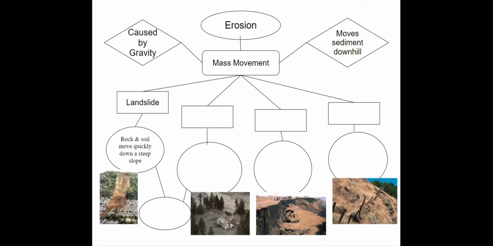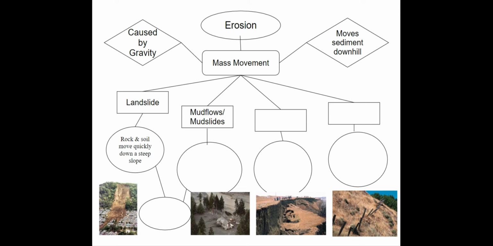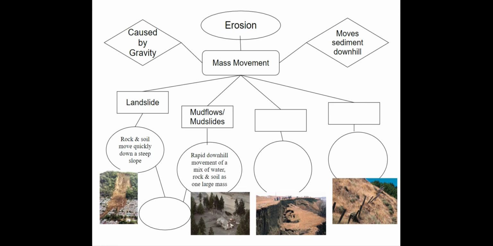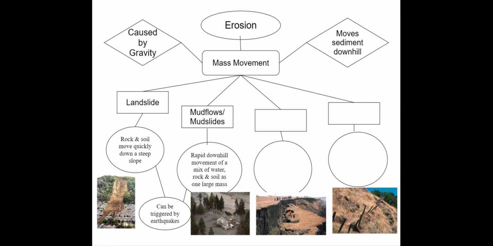The next one we're going to talk about is a mudslide. Very much like a landslide, although there's lots of water involved, which turns that rock and soil into mud. Landslides, mudslides, both happen very quickly. They're going to happen very fast. Both of them can be triggered by earthquakes.